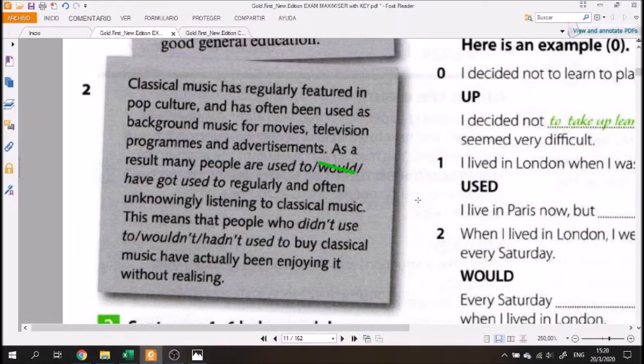So, as a result, many people are used to, or have got used to, regularly and often, unknowingly, listening to classical music. This means that people who didn't used to, wouldn't, or hadn't used to buy classical music, what do you think is the incorrect one? Again, no need to use past perfect in this case. This means that people who didn't used to or wouldn't buy classical music have actually been enjoying it without even realizing. Good job.